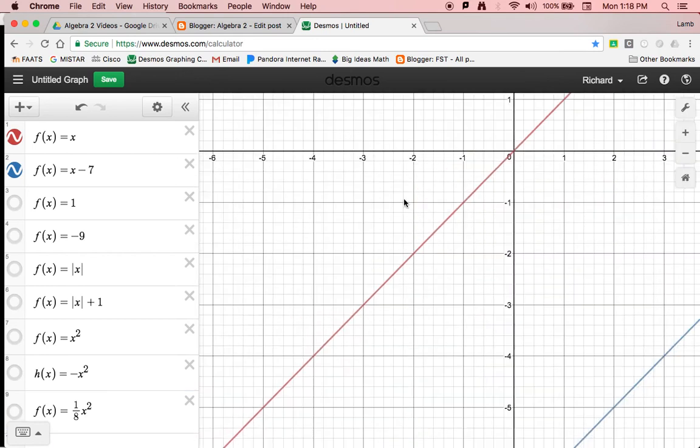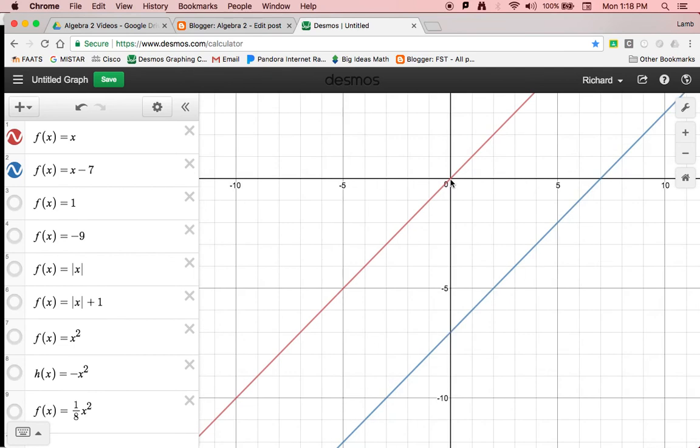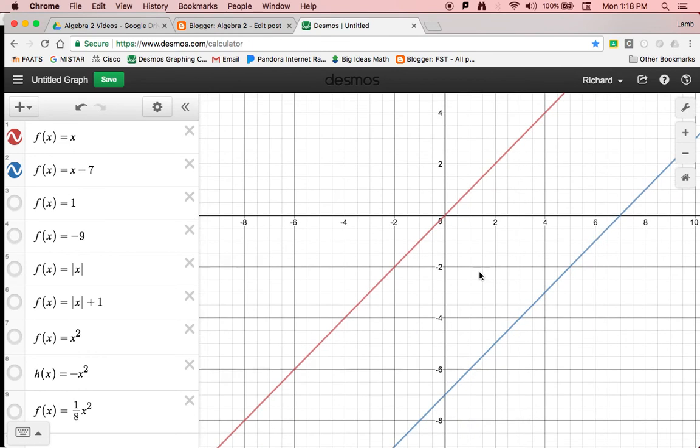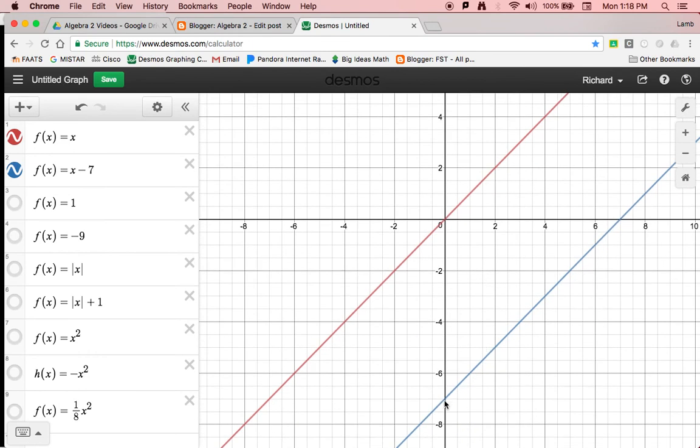Notice what happens. It shifts. Let's get that reset here. It shifts 7 units down. Look at that point right there as compared to that point right there. It goes down 7 units.